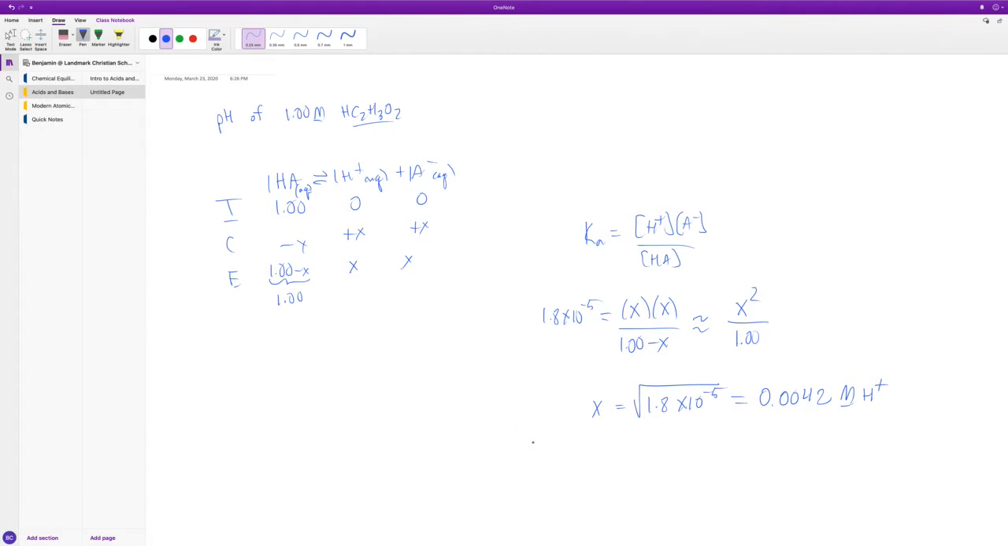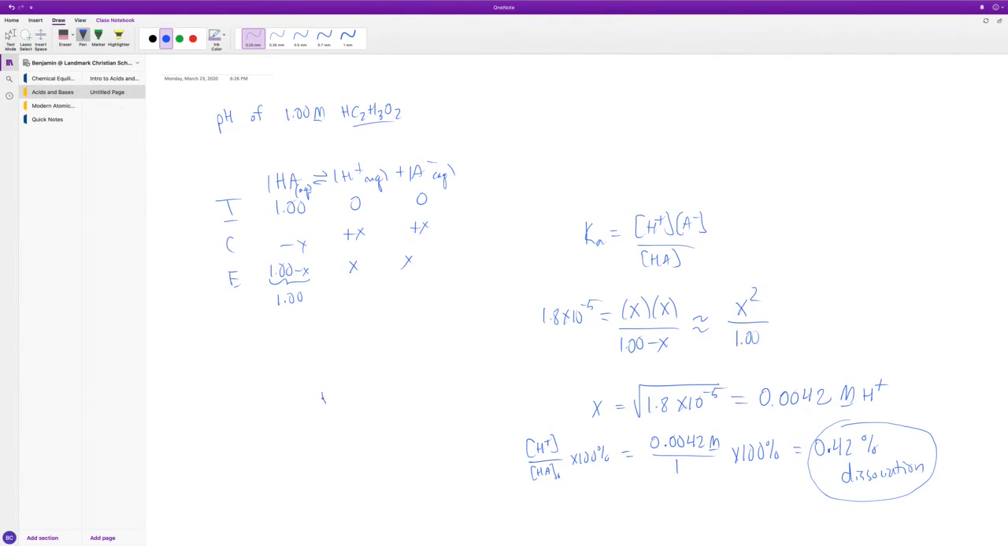What's the percent dissociation? That's going to be H plus concentration at equilibrium divided by the initial concentration of HA times 100%. So 0.0042 molar divided by 1, simple, times 100%. Okay, so this has 0.42% dissociation. Okay, so this is kind of strange. We see less percent dissociation in this solution.